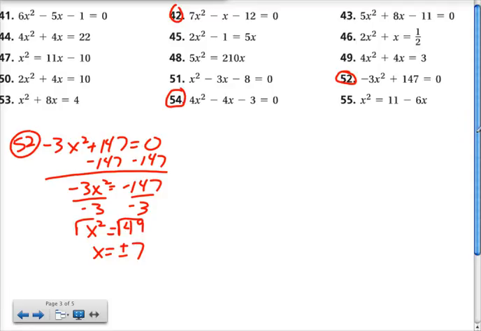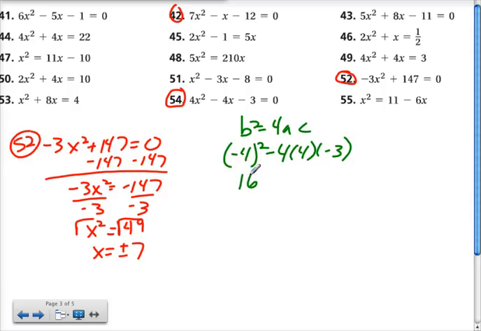Then number 54. This one I would definitely take a look at the discriminant, see whether or not this is factorable. So we have negative 4 squared minus 4 times 4 times negative 3. It was already in standard form, so I didn't have to change any of that. And negative 4 squared is 16, and then we have 4ac back there, so that's going to be 16 times 3, which is 48, so we'll be adding 48 to that, and then we have 16 plus 48, which is 64. That tells me this is factorable, so that's how I want to solve this one.